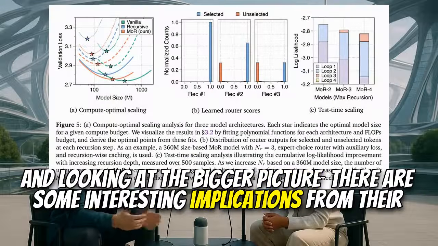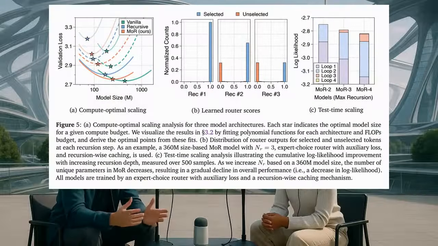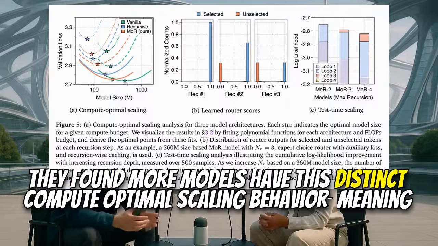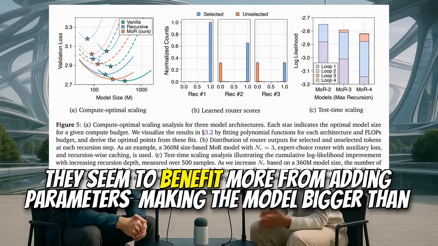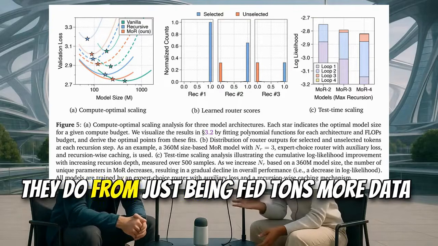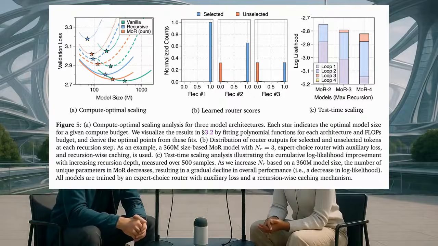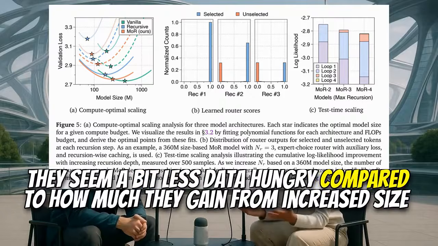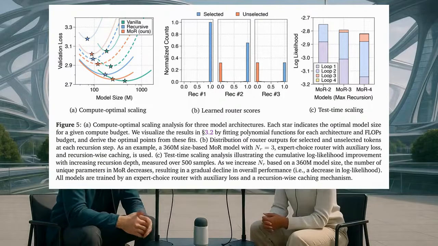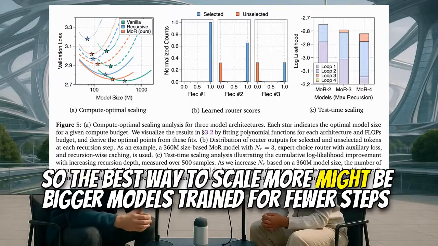I think so too. And looking at the bigger picture, there are some interesting implications from their scaling experiments. They found MoR models have this distinct compute optimal scaling behavior, meaning they seem to benefit more from adding parameters, making the model bigger, than they do from just being fed tons more data. They seem a bit less data hungry compared to how much they gain from increased size. So the best way to scale MoR might be bigger models trained for fewer steps.